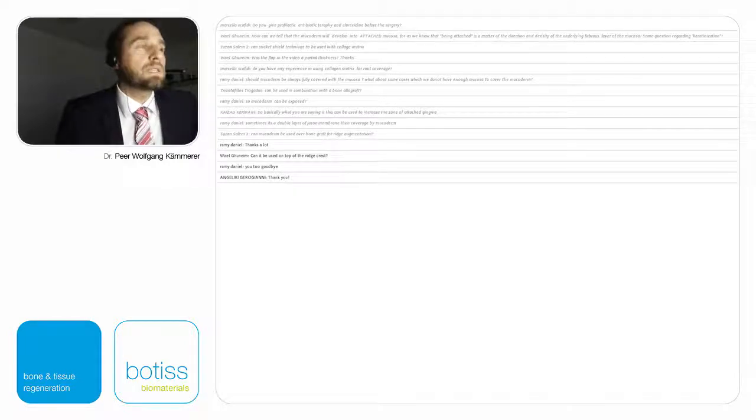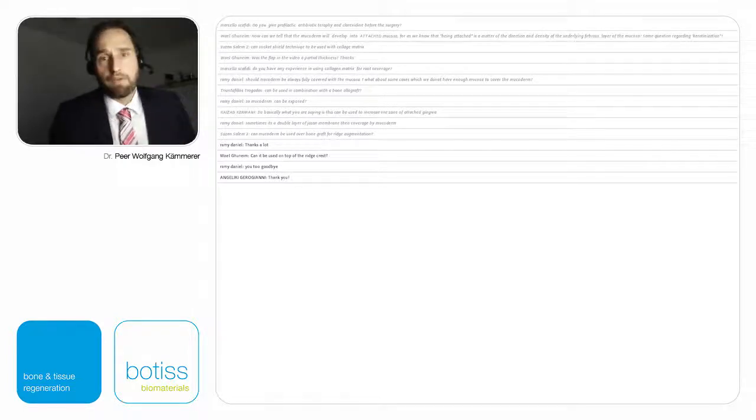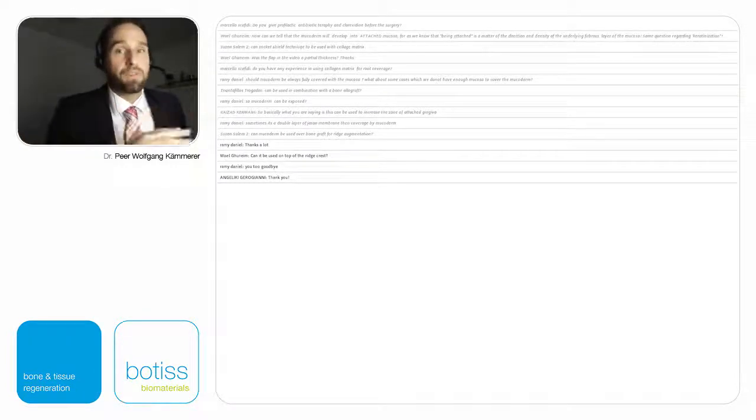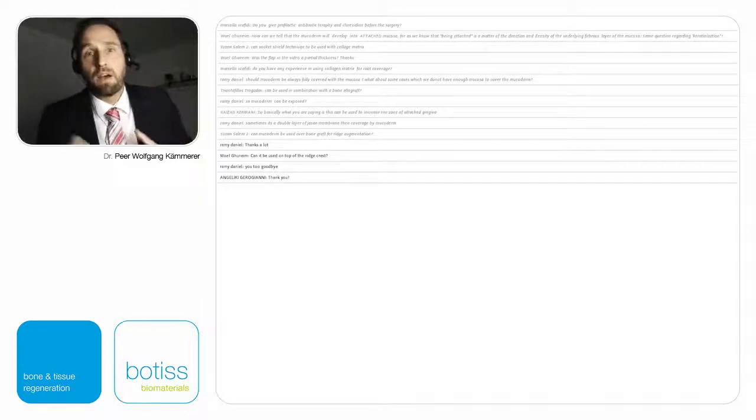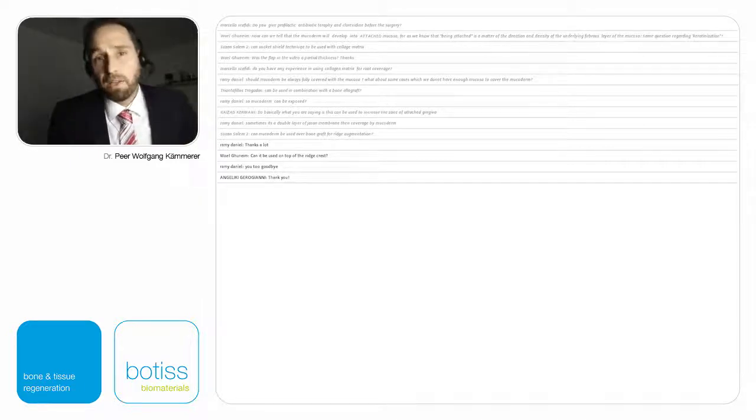The next question is, do you have any experience in using collagen matrix for root coverage? Honestly, I don't have. Sorry, never did this before. Some colleagues at the university are doing this. We are mostly doing the larger surgery parts, and the root coverage is more into the conservative dentistry department. I don't know.